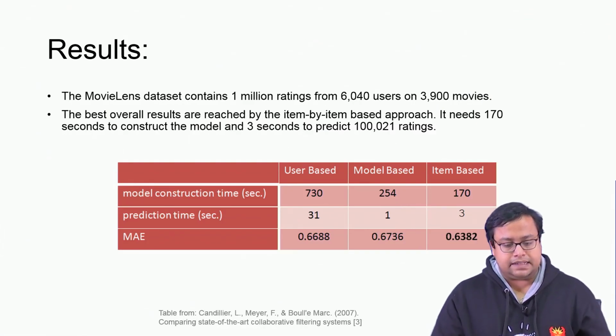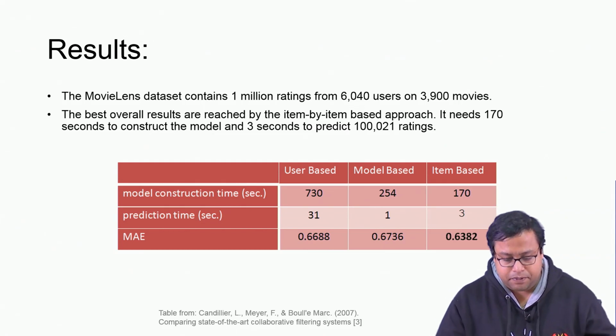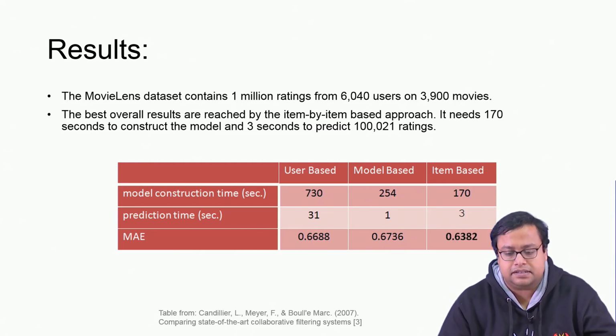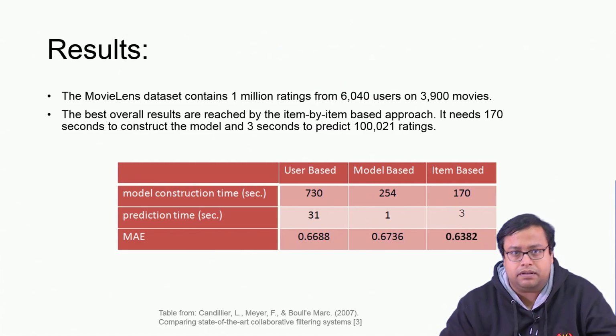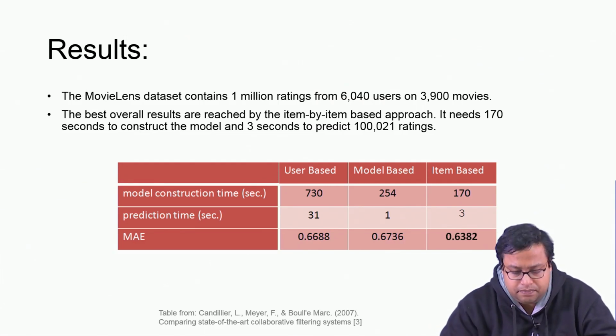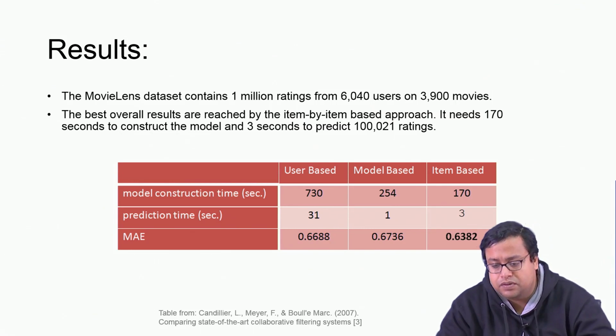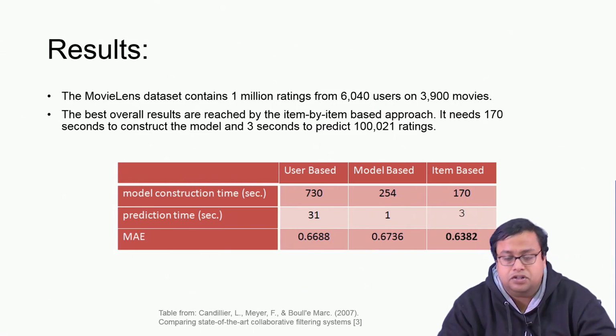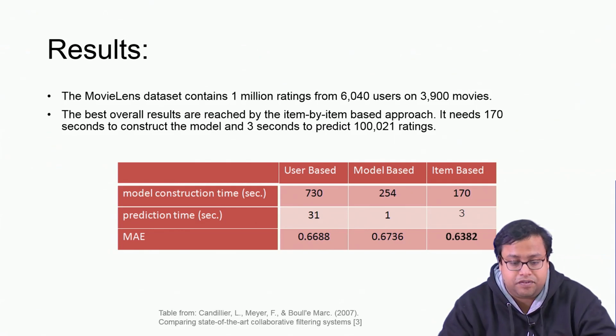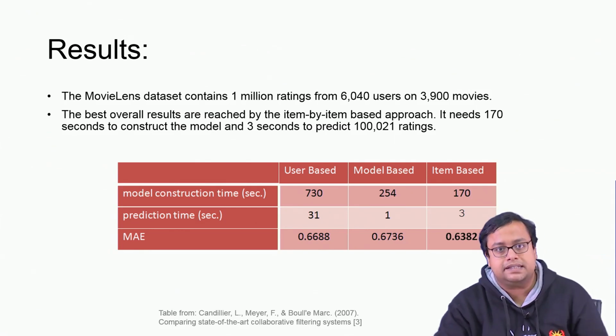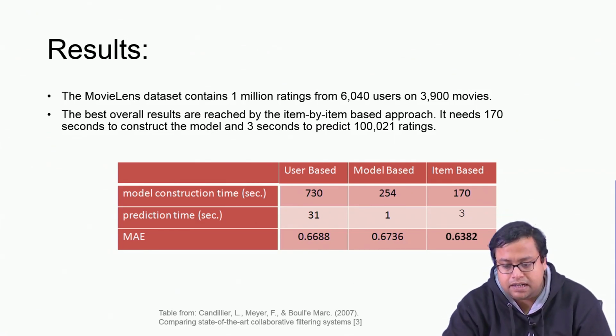So, some of the results: on the MovieLens data set, some people have tried these three methods, and the references are given below. The MovieLens data set has 1 million ratings of 6040 users and 3090 movies. So, the number of movies is lower than the number of users. The best overall results are reached by item to item collaborative filtering.